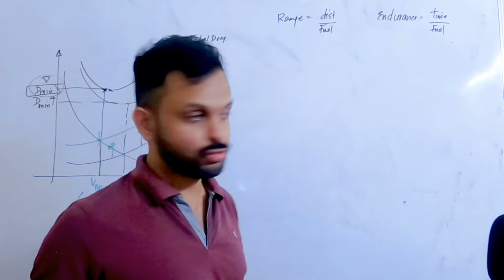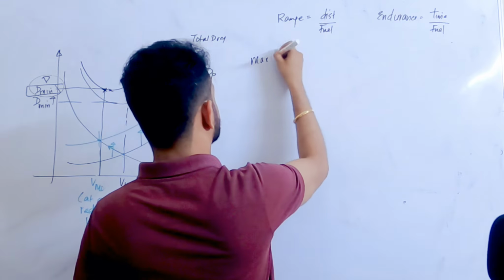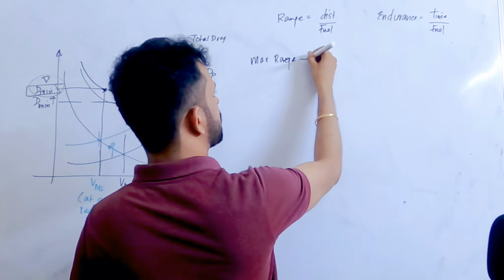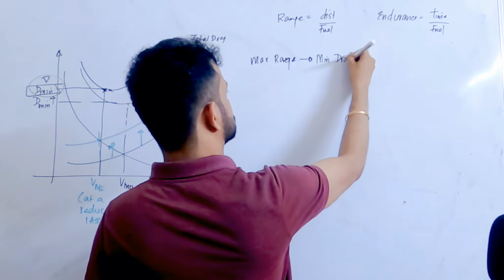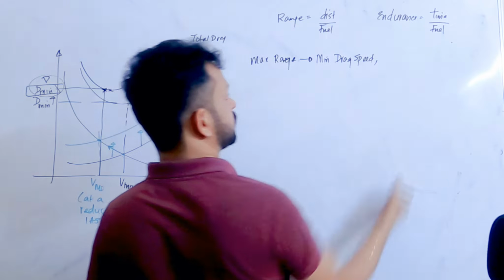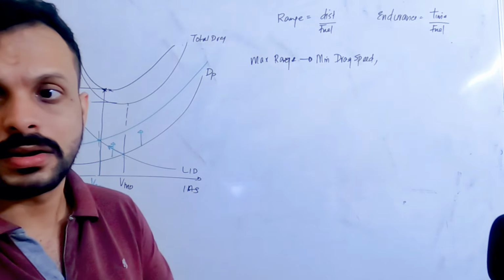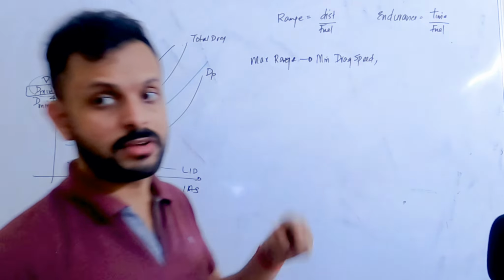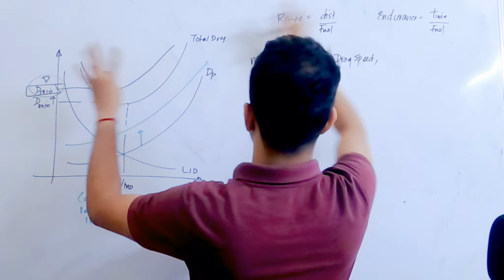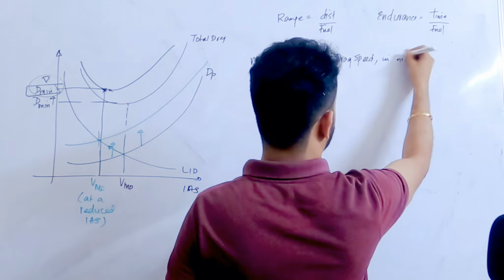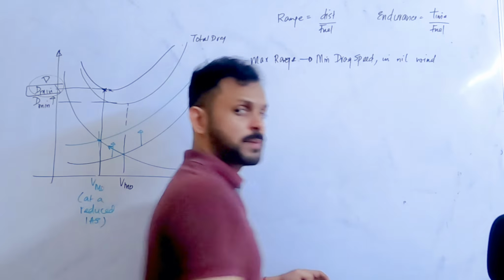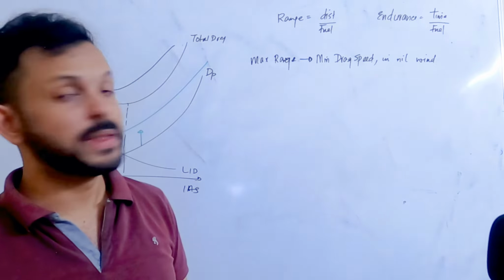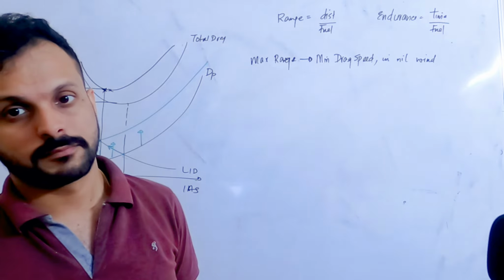Now if I want the maximum range, I'm supposed to fly at what speed? Minimum drag speed. This happens only in nil wind condition. If it is headwind, you have to fly faster than this, tailwind slower than this, and flaps and such you can see. So for a given flap configuration and weight, this is practical only in nil wind condition, which practically is not possible because you'll have some amount of wind anyway, right? So in nil wind conditions, for maximum range, you fly at minimum drag speed, right?